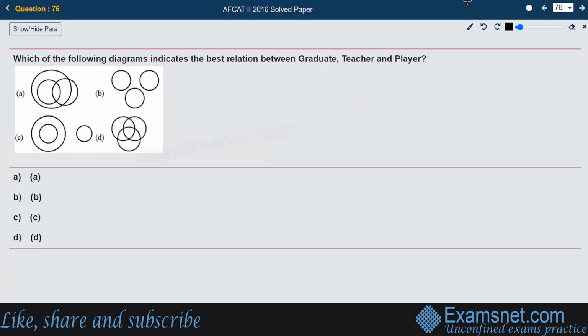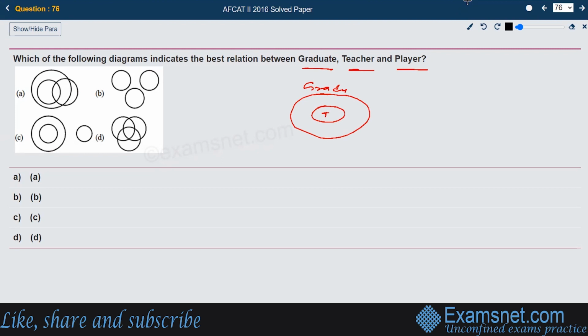Next one. The following diagram indicates the relation between graduate, teacher, and player. We have to find out the connection between graduate, teacher, and player. If you would like to understand this, let's make a circle of graduate. All those who are teachers should be graduates. Everybody who becomes a teacher will be a graduate. So teacher should completely lie inside the graduate category.